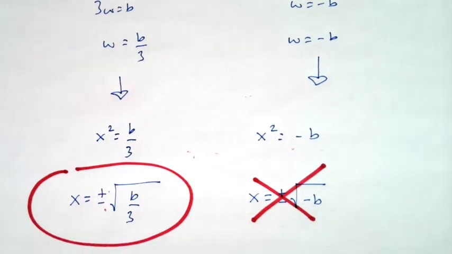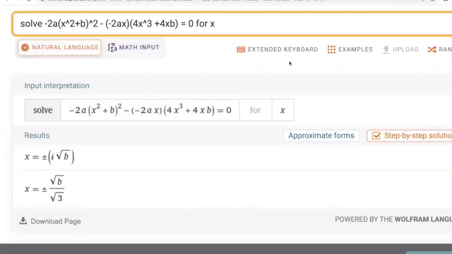That's exactly what the computer found when we asked Wolfram Alpha to solve it. If you look at the answers that it got, these answers are equivalent to the answers that we found when we solved it by hand.